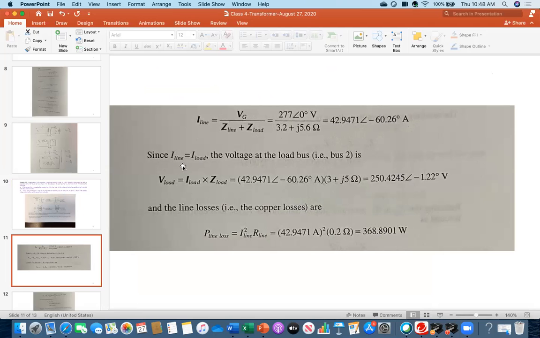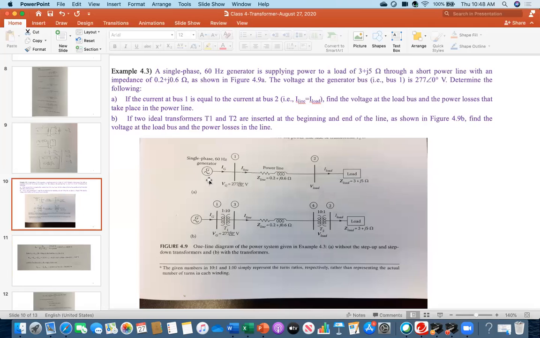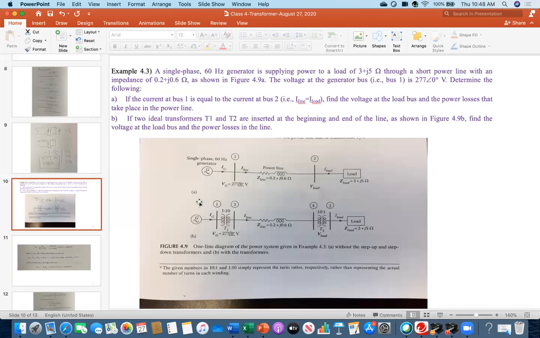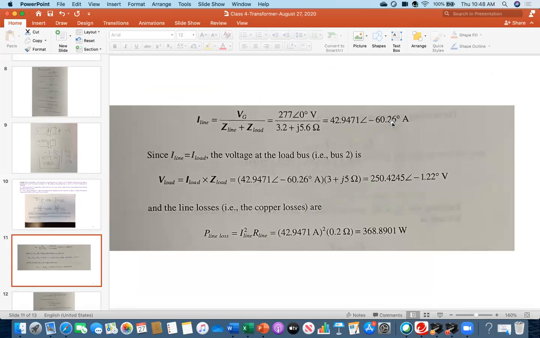Now, since I line equals I load, as I told you, the same current is flowing. There is no transformer here, so there is no problem. Simply it is the AC circuit. So this current is this current. So the voltage at the load bus, V load, is I load multiplied by Z load. Your Z load is that value, 3 plus j5, and you got the current, just multiply. So I got the I line or I load current, I am just multiplying.